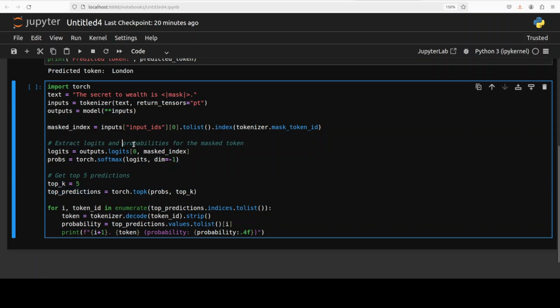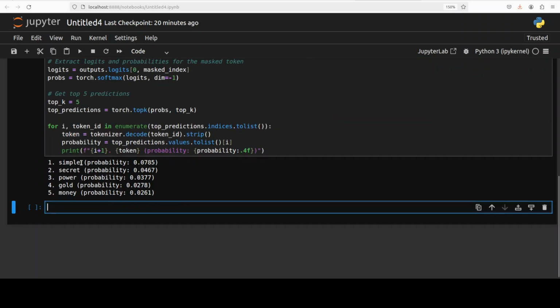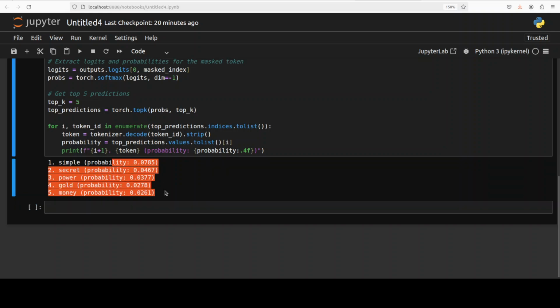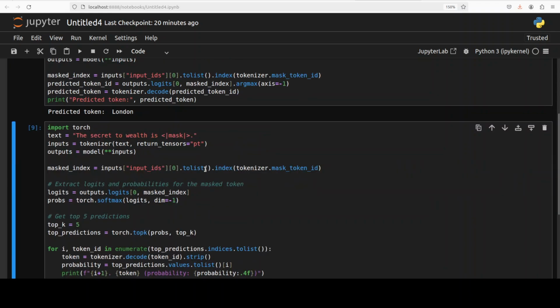top 1. So when this masked language model predicts some missing word, it internally assigns probabilities to all the words in its vocabulary. So let me run this. There you see: simple, secret, power, gold, money, and it is also showing us the probability. And you see the probability of simple is the highest, and that is why it selects it all the time.